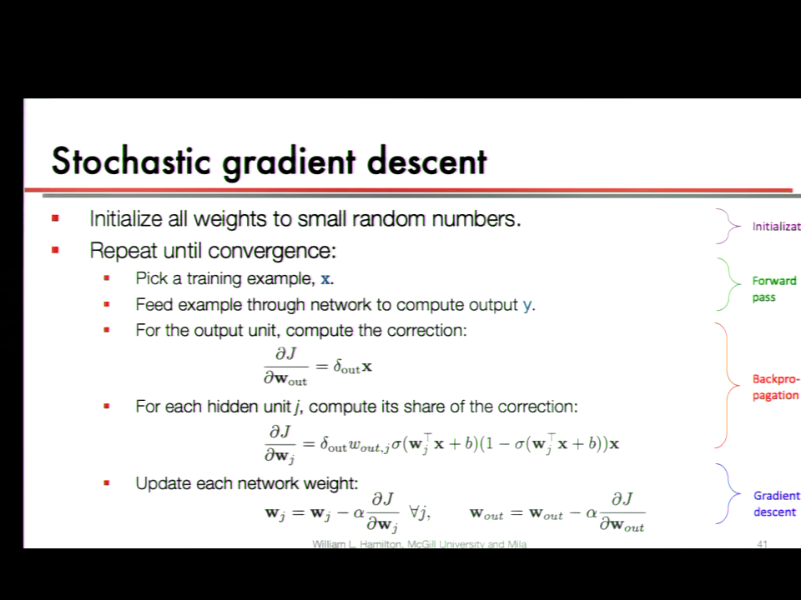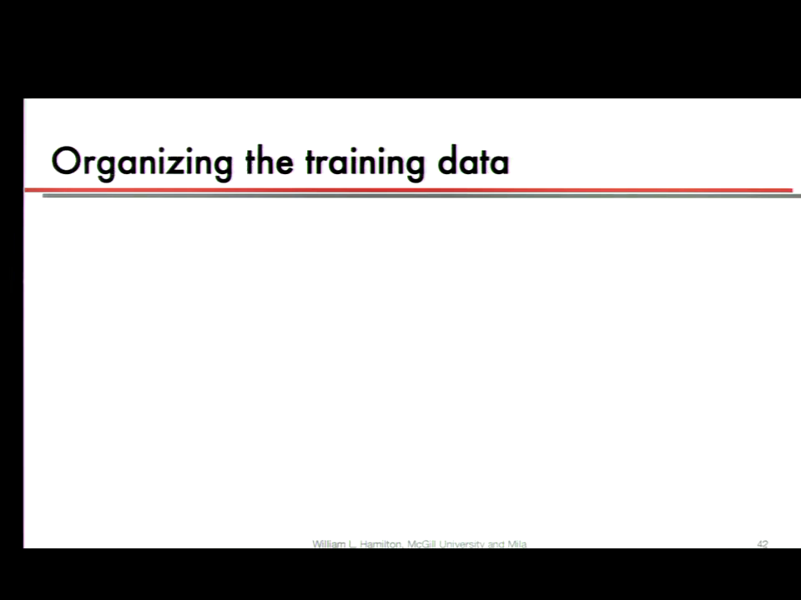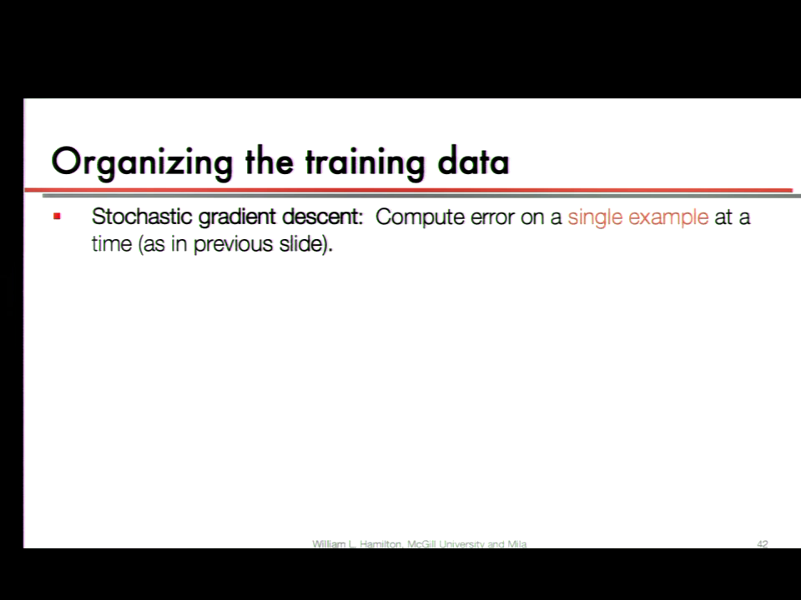The only difference between this and the previous version of gradient descent is that we're looping and looking at individual training examples. This is actually somewhat of an important point. We have different choices in how we organize the training data. What I just described is what's called stochastic gradient descent. When we're training our neural network, we compute the error on a single example at a time. We choose one random training example, make the prediction on that example, and update our weights with the gradient update rule.